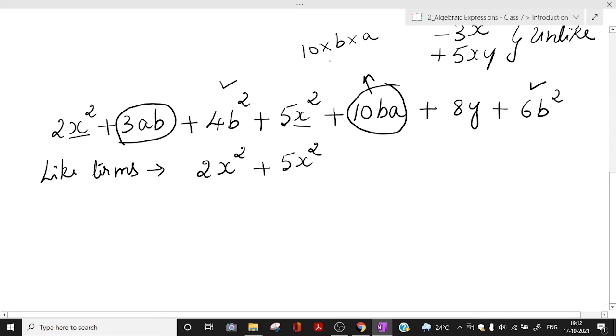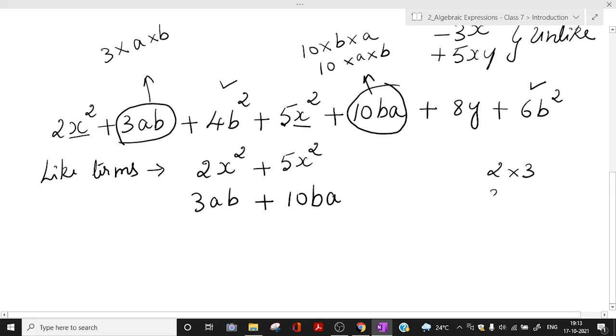Whether you write it as 10ba or as 10 into a into b does not make a difference. And what is 3ab? It is 3 into a into b. So the second pair of like terms are 3ab plus 10ba. ba can also be written as ab. It doesn't make a difference. Whether you write 2 into 3 or 3 into 2, the way in which you write it doesn't make a difference.